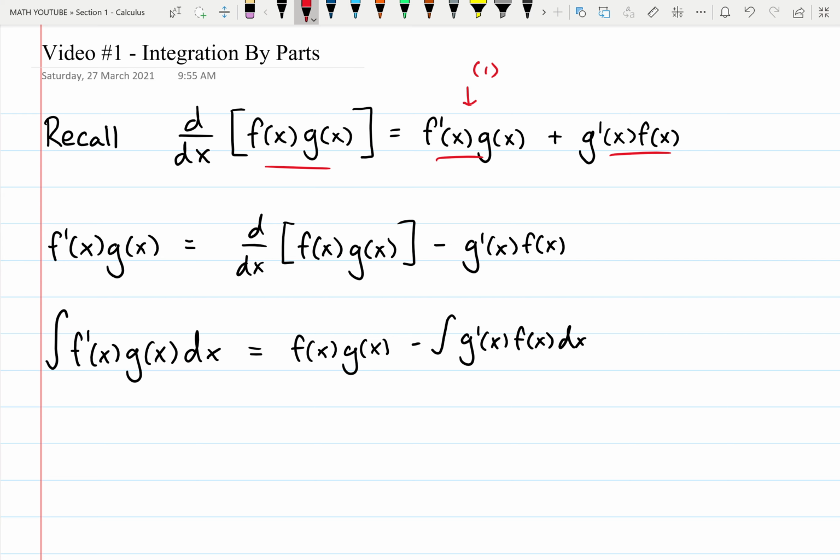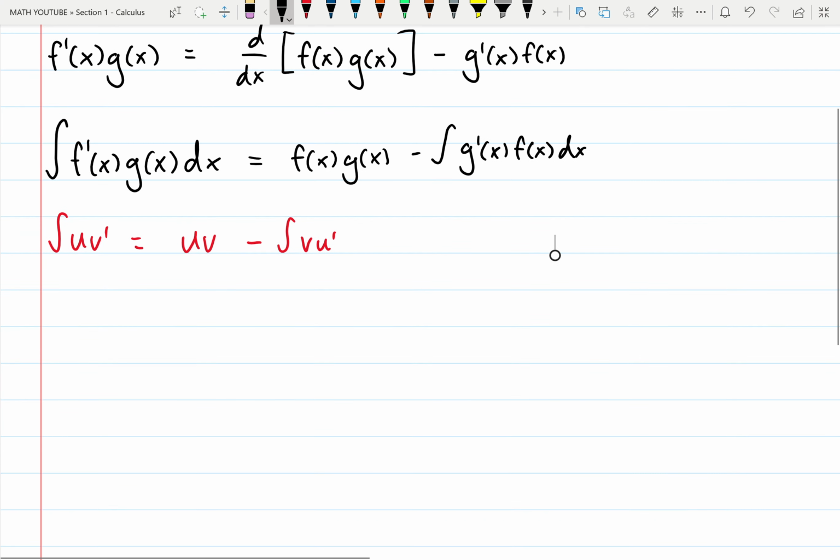And sometimes you might see it in the form of, I think it's uv prime is equal to uv minus the integral of vu prime. You can see it in this form as well. It's the same thing. So that's how we can deduce the formula for integration by parts. So you don't actually have to take this step when using integration by parts. This is just finding the equation. So let's go ahead and do an example.